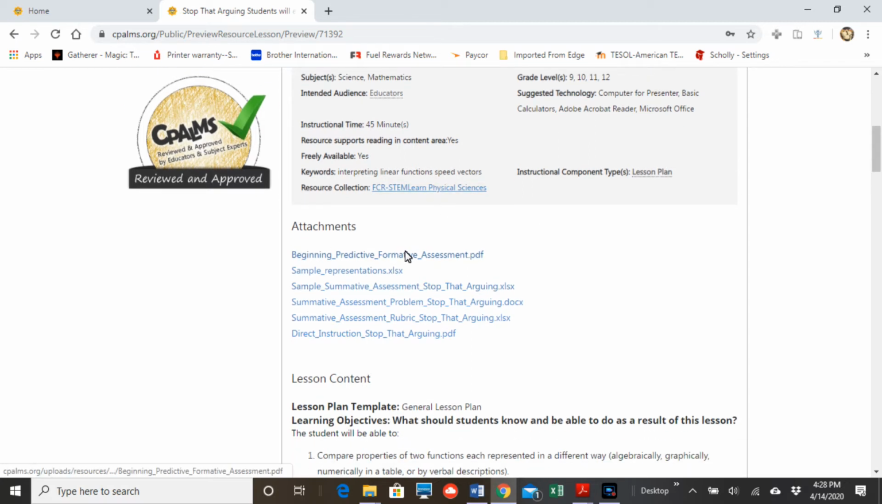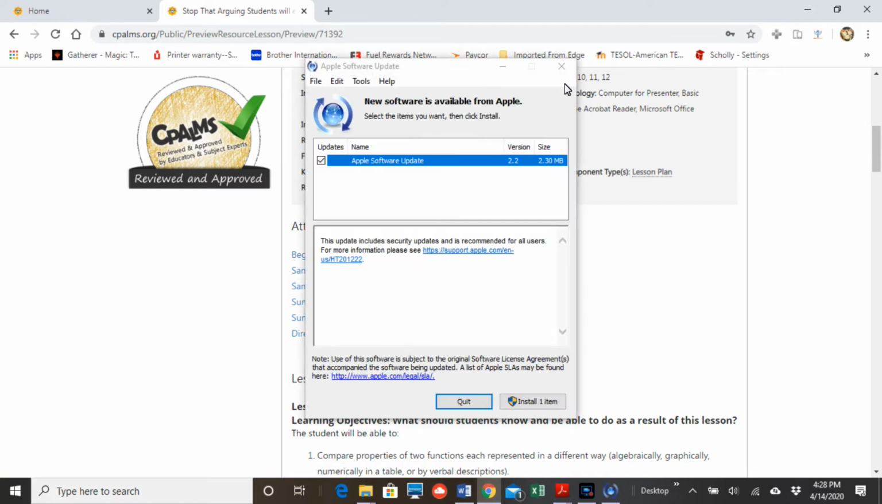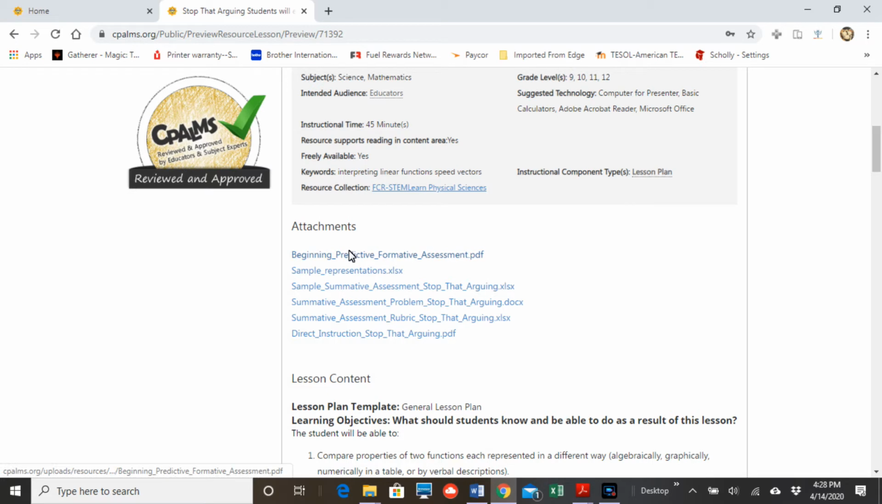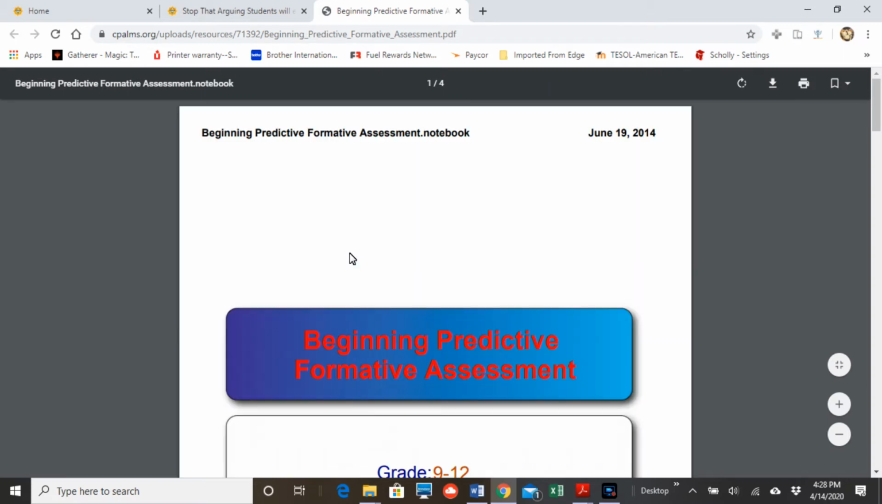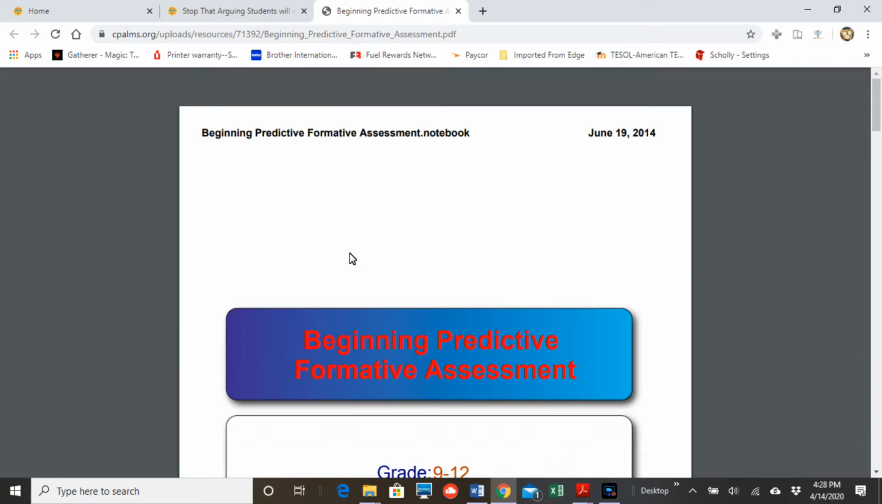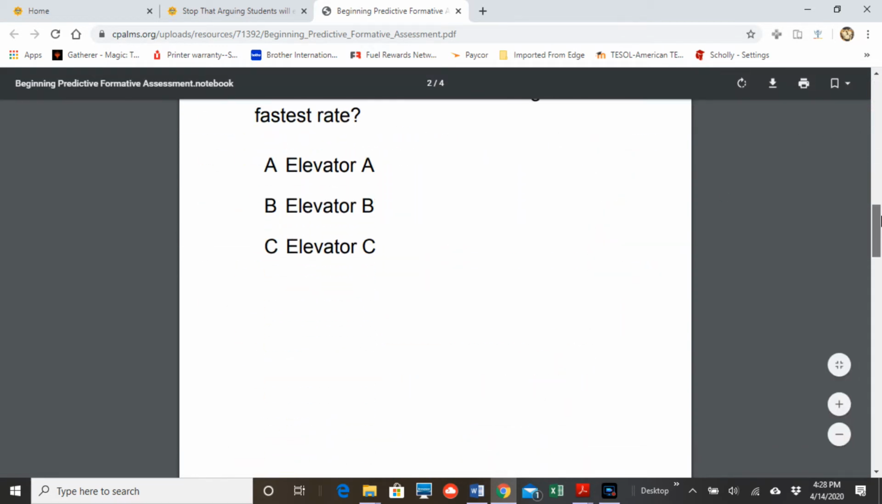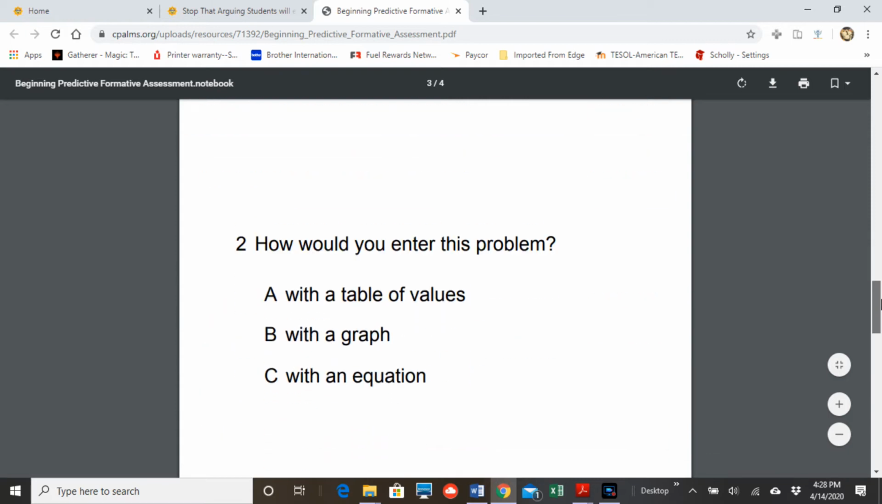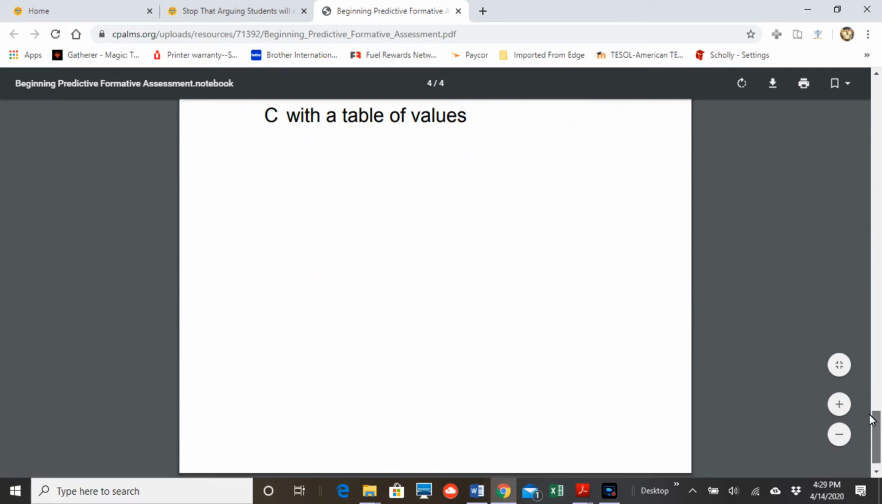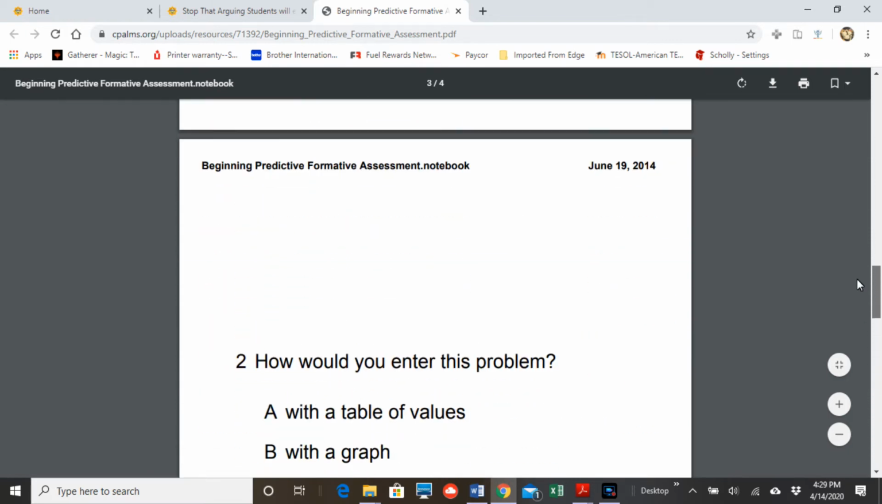So, beginning predictive formative assessment. At the beginning of this lesson, you're going to be given an assessment. This is probably what I would call a pre-test. So based on what you know now, you're going to go through this and answer these questions, or your student's going to answer these questions. All right.